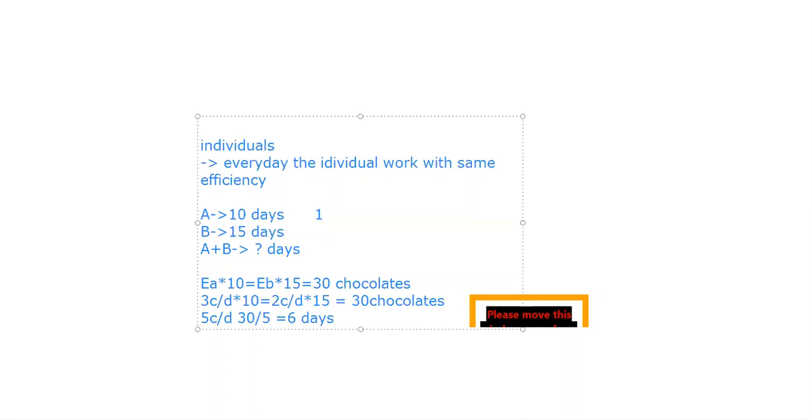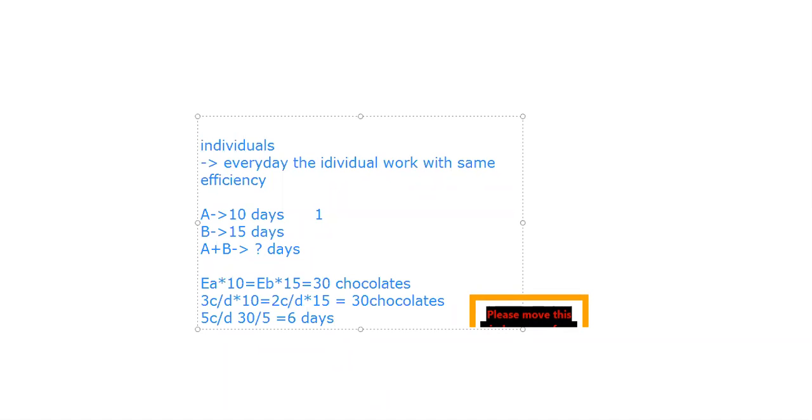Always remember, nobody will pay you for the number of days you work. They will pay you for the amount of work you have done. So the amount of work done depends on the efficiency of the individual as well as the number of days he works. So the total work done ratio of the individuals will be the share ratio.